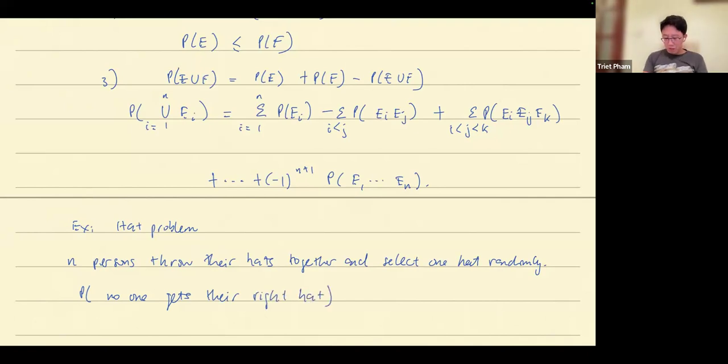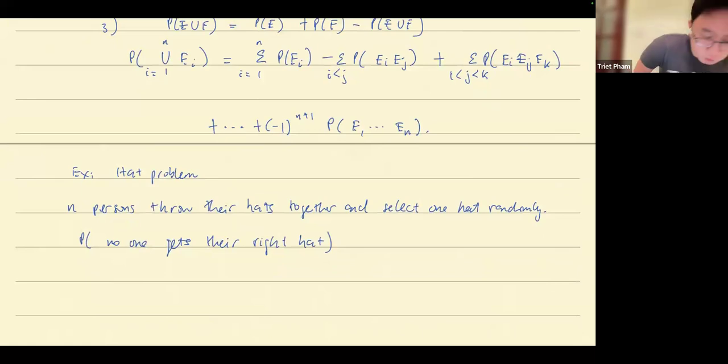Okay, so the problem can be solved generally, and we will solve it generally. But to make it a little bit easier to follow, let's just look at the case when n equals 3. Whichever the number of persons, we still denote E_i as the event that the ith person gets the right hat.